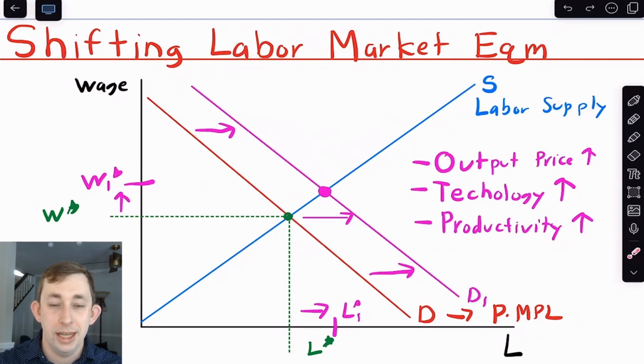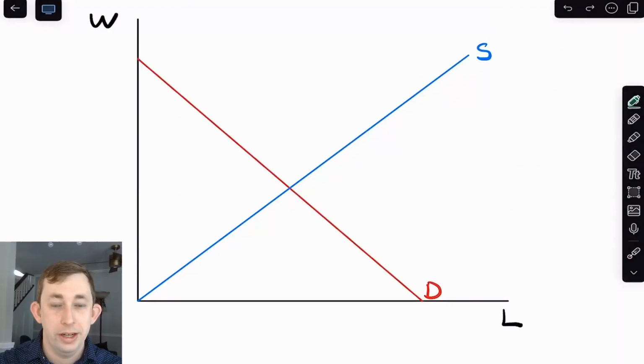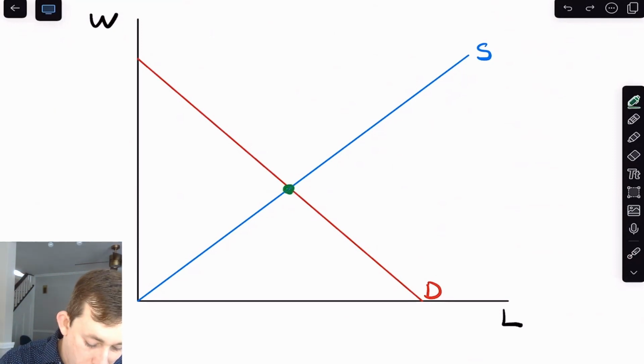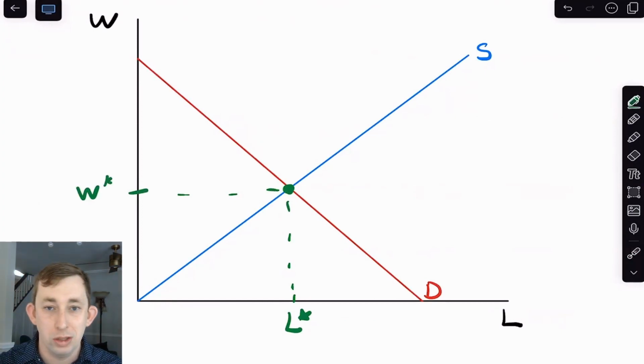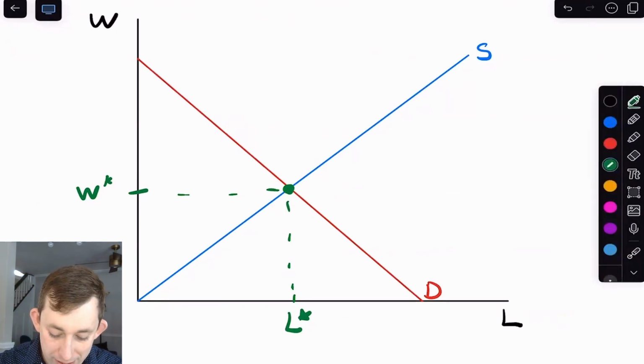Let's just draw it together where we shift demand to the left instead of shifting demand to the right. So here we're starting with that basic supply and demand diagram, and just to make sure we're all on the same page, where supply and demand meet, that is going to be our equilibrium in the market where we start. So this is L star when we start off, and way over here is going to be W star. And now maybe productivity falls, or the output price falls, or technology is not as good. We're going to shift demand to the left.